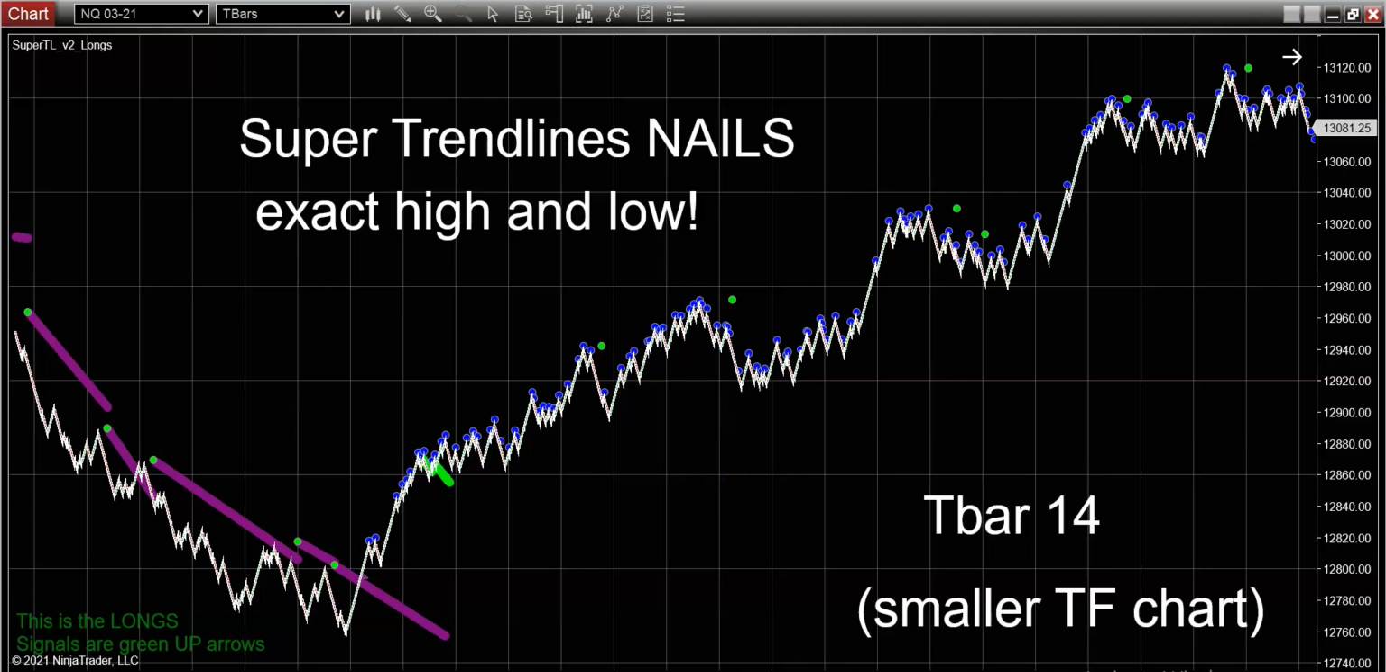Another way for me to describe this is that the purple trend lines and the green trend lines, you could almost think of them as being tied to each other. You can't have one without the other. Make sense? So this is what it looks like on today's session, guys.